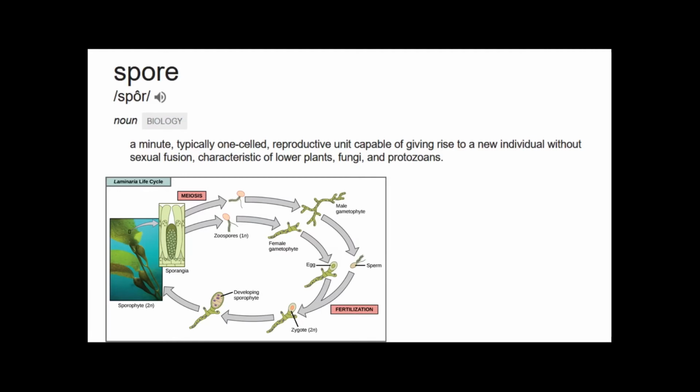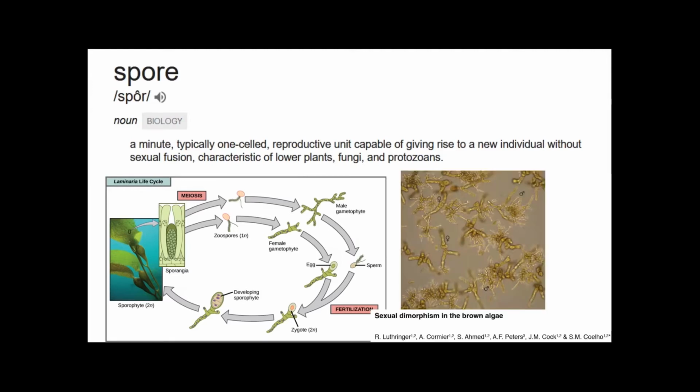That zygote will reproduce its 2N cells and create a sporophyte. And then that sporophyte will land somewhere and grow into a mature 2N structure that we think of as laminaria, or we think of as kelp or seaweed. But that species of seaweed has a lot of different life stages that you might not have known about. And those life stages go in and out from 1N to 2N tissues.